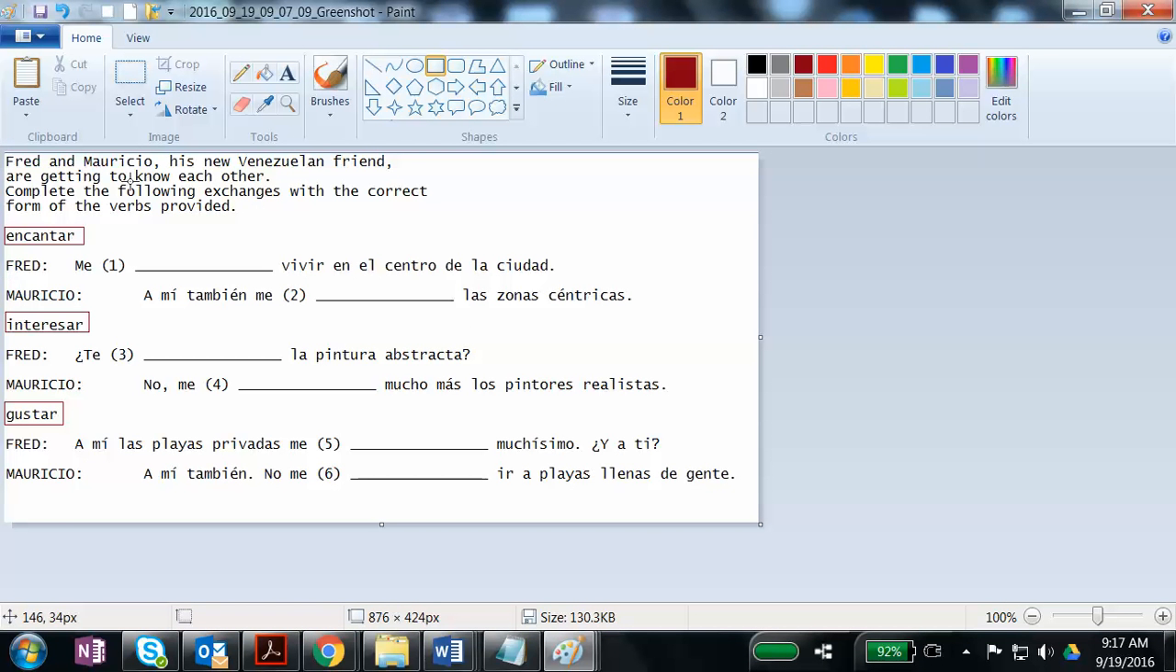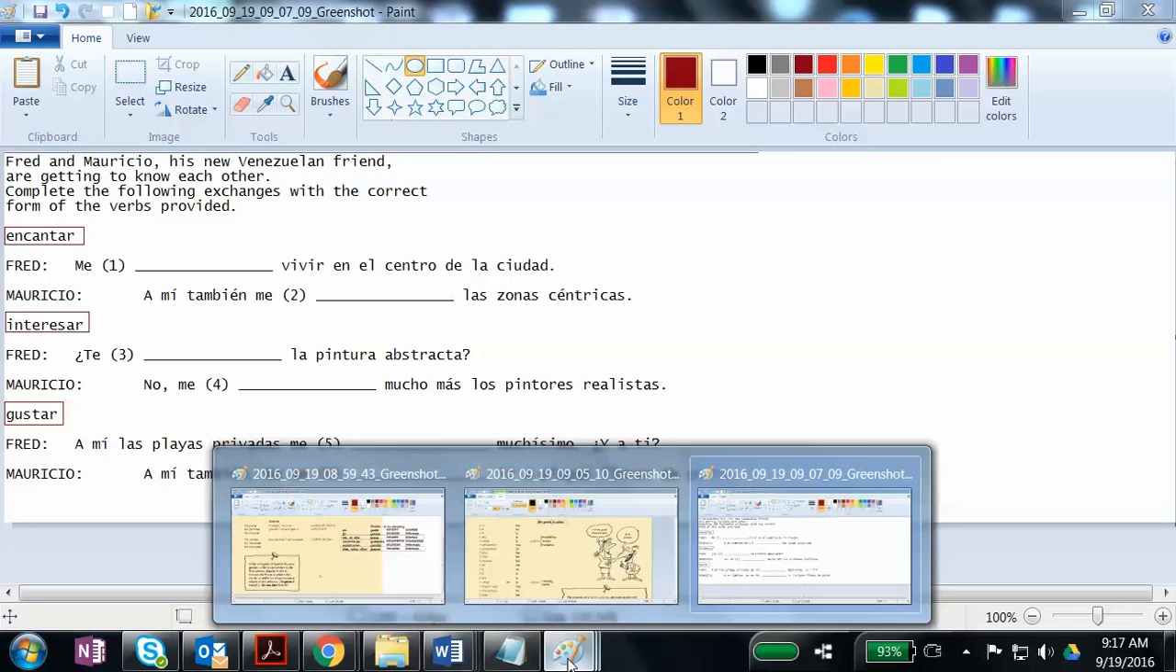Okay, so here, Fred and Mauricio, his new Venezuelan friend, are getting to know each other. Complete the following exchanges with the correct form of the verbs provided. So here it says, we're going to use encantar for this first block. So me encantar vivir en el centro de la ciudad. So your choices, let's go back out here.